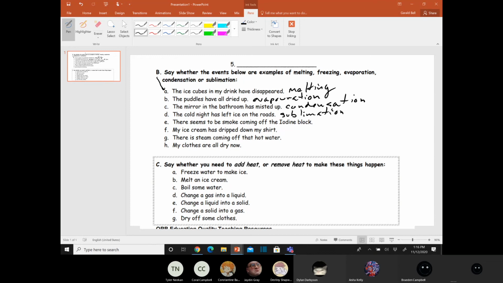Okay, anyway, E, there seems to be smoke coming off an iodine block. So your block is solid, and we've got a gas there. So that one's also sublimation. I'm just gonna write sublimation. My ice cream has dripped down my shirt. Sounds like it's melted on your shirt. So that one is gonna be melting. There is steam coming off the hot water. Well, that sounds like evaporation to me. Evap. And same with the next one. My clothes are all dry now. Evaporation. All right, those sound like some good future quiz questions.